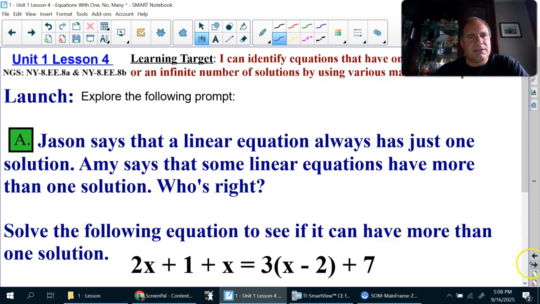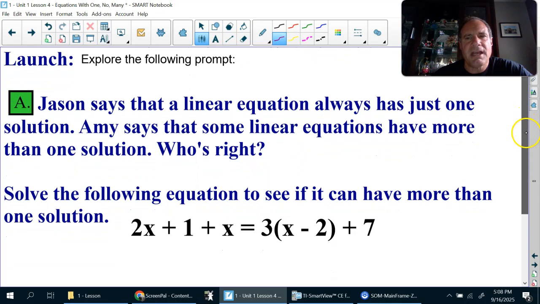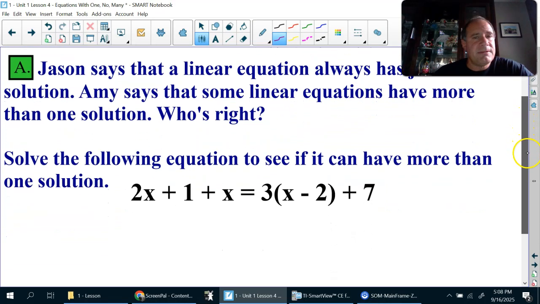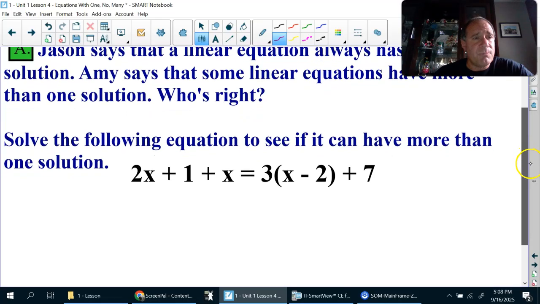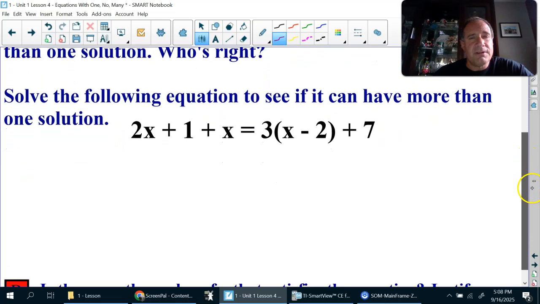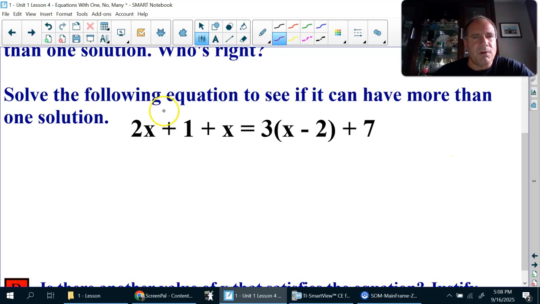All right, let's go on. Jason says that a linear equation always has just one solution. Amy says that some linear equations have more than one solution. Who's right? Solve the equation to see if it could have more than one solution.